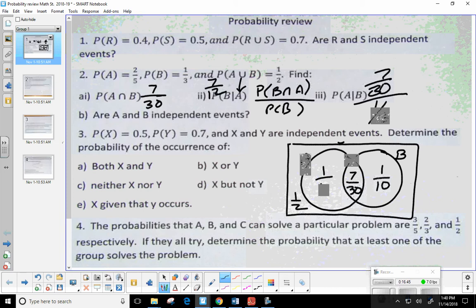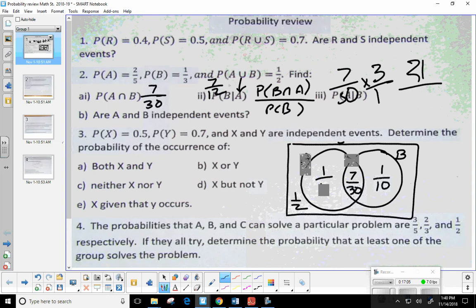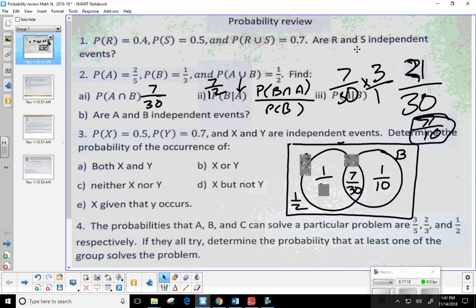Can I erase this? Sure. So now when we multiply it, it's 7/30ths times 3/1. Okay. And so we have 21/30ths, which is 7/10. There you go. All right. 7/10. Perfect. This is exactly right. Okay, good.